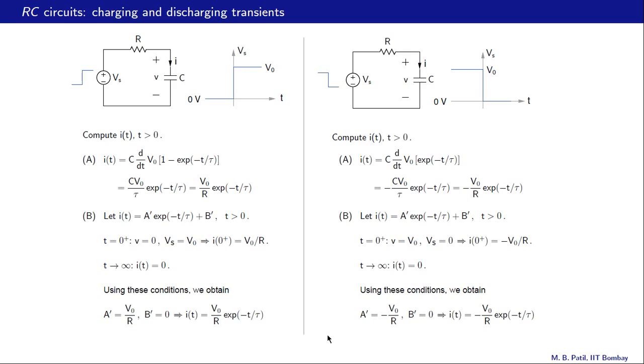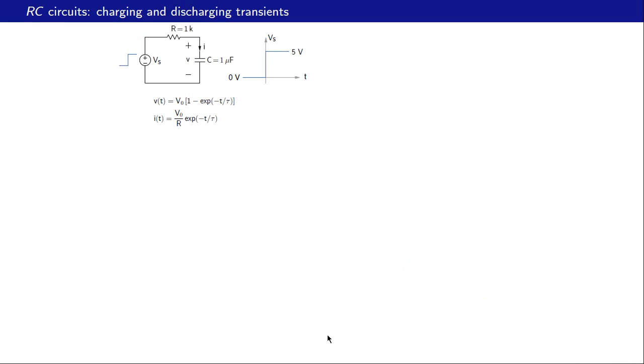Okay, let us now look at the plots for V of t as well as I of t, both in the charging case and the discharging case. Here is the charging case. The source voltage is going from 0 volts to 5 volts at t equal to 0, and these are the expressions which we already obtained earlier for the voltage and the current. This is the capacitor voltage, and that is the current through the capacitor. So V of t is V0 times 1 minus e raised to minus t by tau, and I of t is plus V0 by R e raised to minus t over tau.